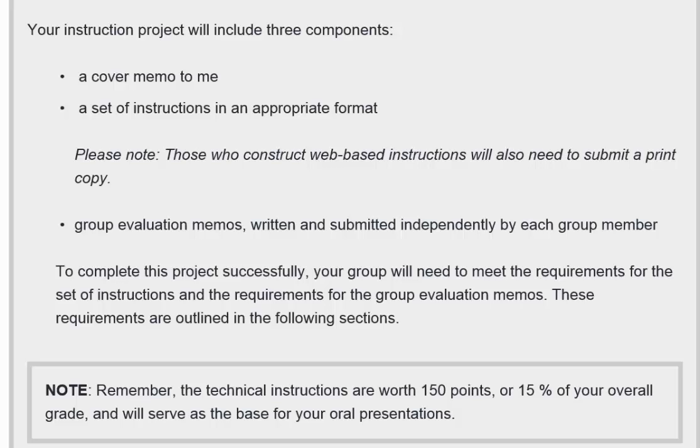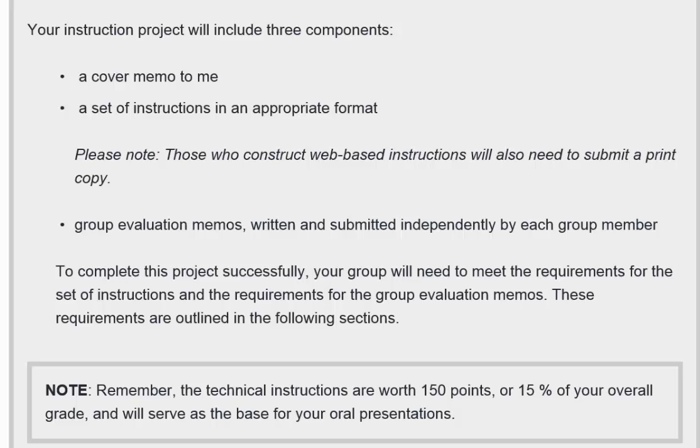Your instructions may be in the form of a brochure, of a poster, of a pamphlet, of a full little instruction booklet. You as a group need to determine what format these instructions should take and then create the instructions in that format. And then, as I said, because group projects can be difficult, I need from each of you individually a group evaluation memo in which you are going to tell me what each group member did on this project and assign a grade to each group member, including yourself, so that I can keep that information in mind as I am grading these instructions.